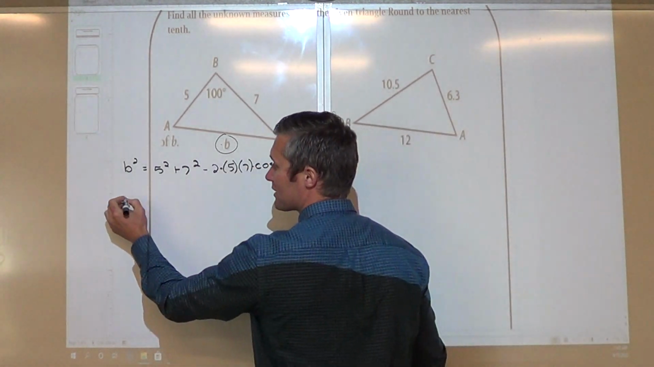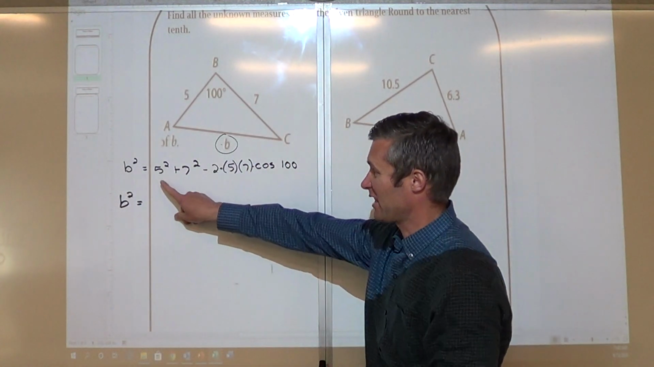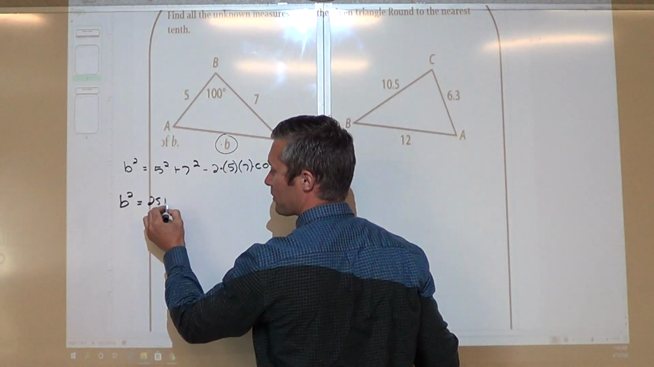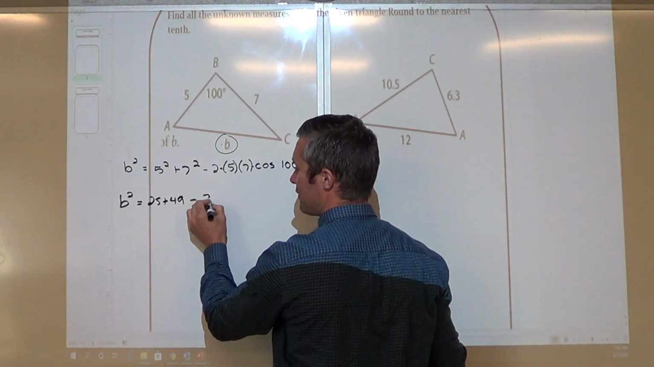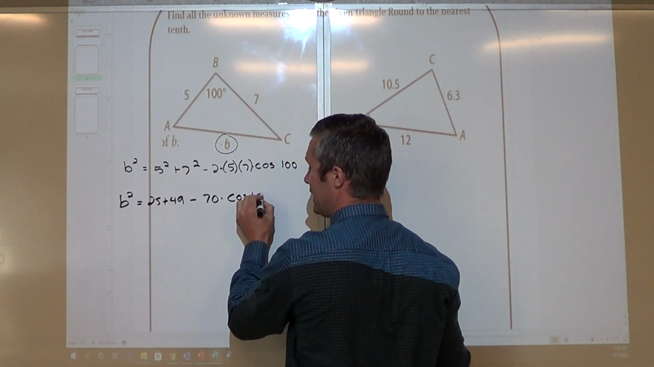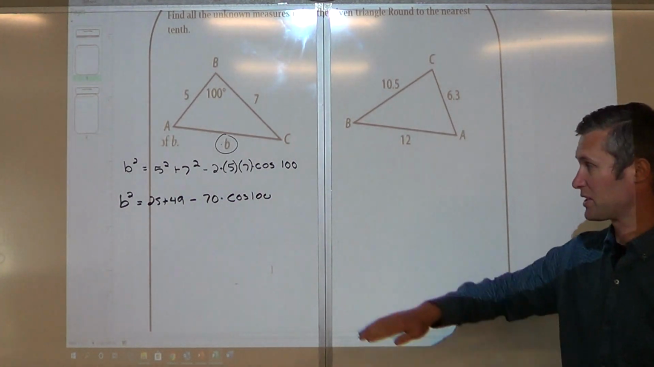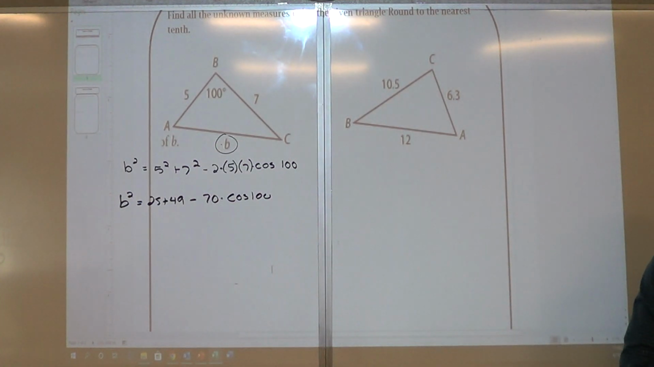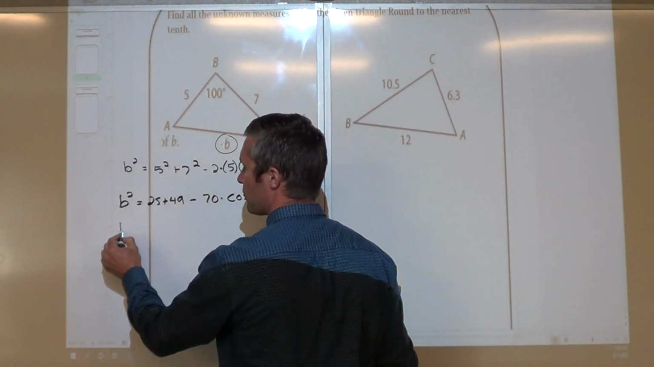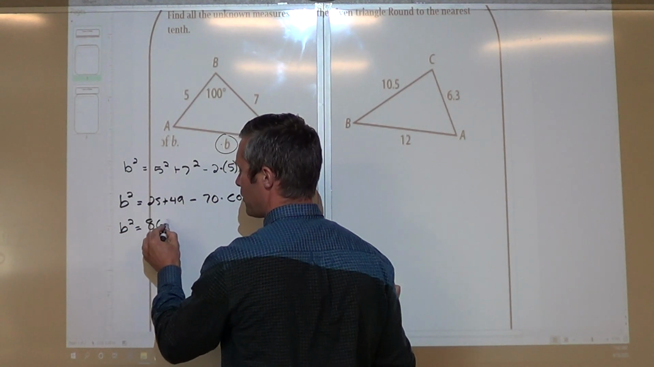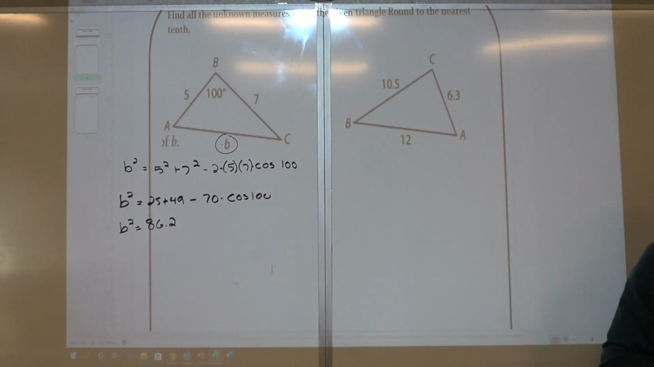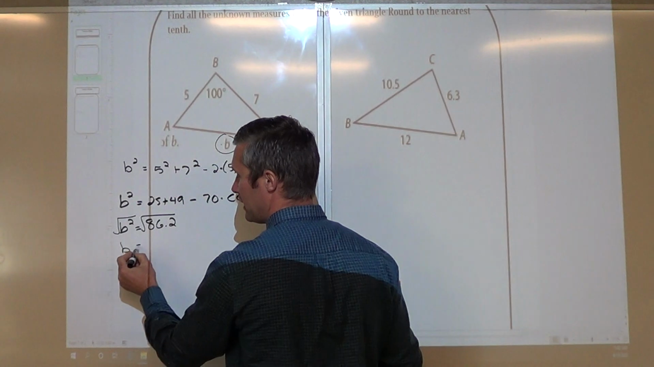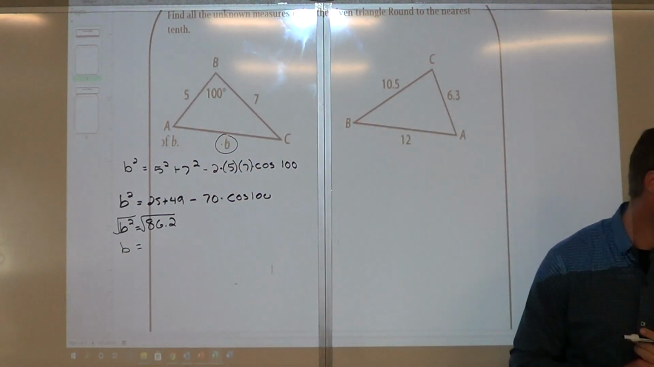Now, the nice thing about this, B squared equals, if I look at this whole side, I know all this out. So I could do it step by step. So this would be 25 plus 49 minus 70 times cosine 100. These are all knowns. So I can just type this right into my calculator. And if I type that all into my calculator, I'm going to get B squared equals 86.2. Then I take the square root of that, which is 9.3.